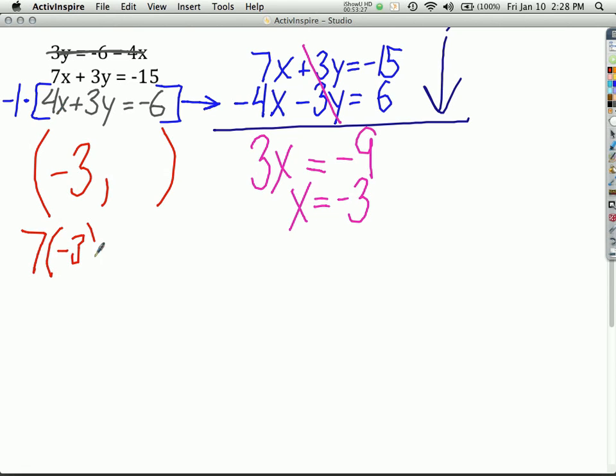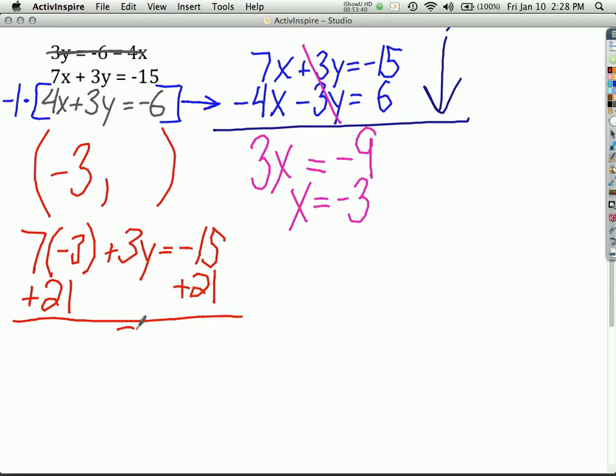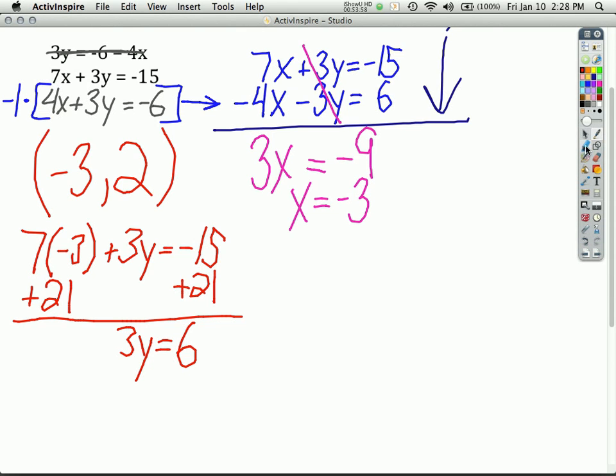7 times negative 3 plus 3y equals negative 15. And so that's a negative 21. So if we add 21 to both sides, we get 3y equals 6. Y equals, Kayla? 2. Okay, y equals 2. And so we have found the point of intersection, the solution to the system.